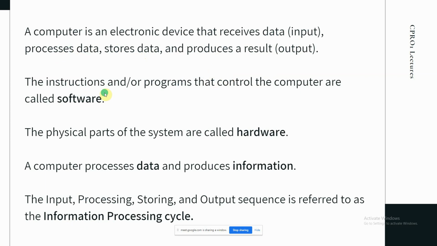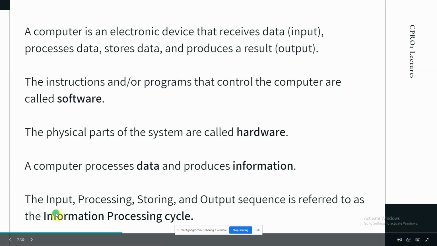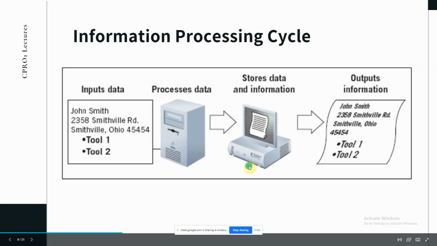We use the software. And not only do we give out the program, but we also use the hardware side, which is the physical parts of the system, to process these programs and also to produce an output. So it processes data and produces information, and we call it the information processing cycle.